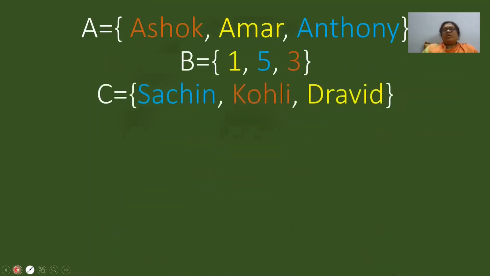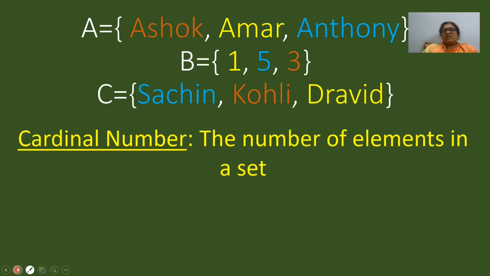Now, look at these sets. Here set A contains elements Ashok, Amar, Anthony. Set B contains elements 1, 5 and 3. Set C, these are the cricketers, Sachin, Kohli and Dravid. So what is the difference you note between the previous slide and this slide? Is there any difference? Yes.